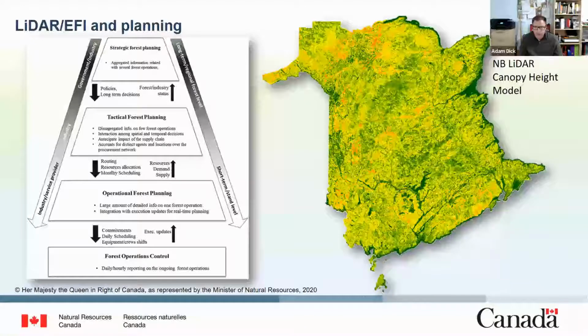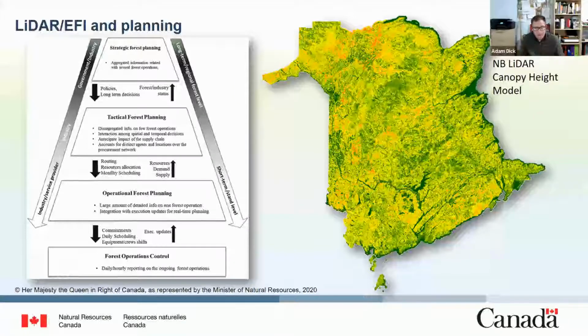In New Brunswick, we're largely complete. We have 100% coverage of LiDAR and enhanced forest inventory. You can see the canopy height model on the right, for example, a 1 meter resolution raster of the entire province, showing the height of every tree.